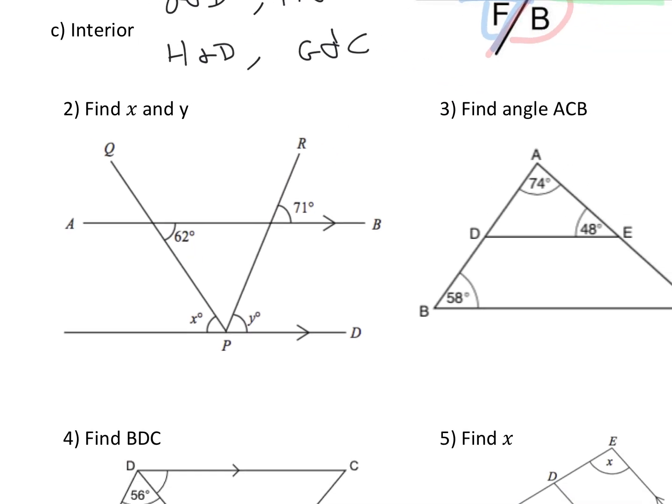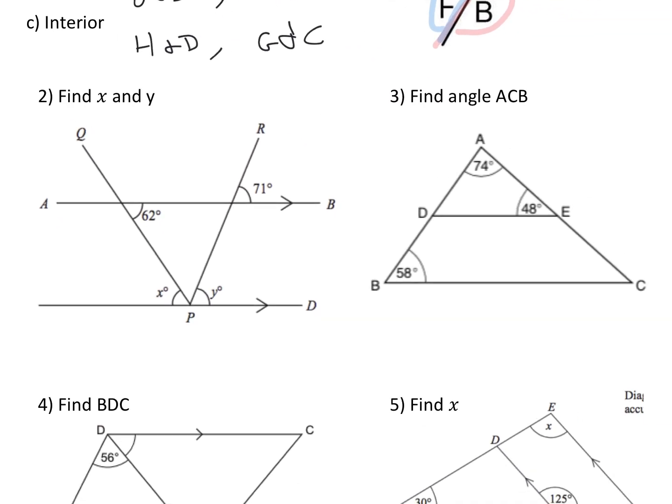Okay, let's see if we can apply these to these questions. Number 2. We have to find out X. If I trace out here a Z, you can see that X would be the same size as 62. They are alternate angles. If I trace an upside down F, and move back to front as well, you can see that Y is the same as 71. It is corresponding. So Y corresponds with 71.